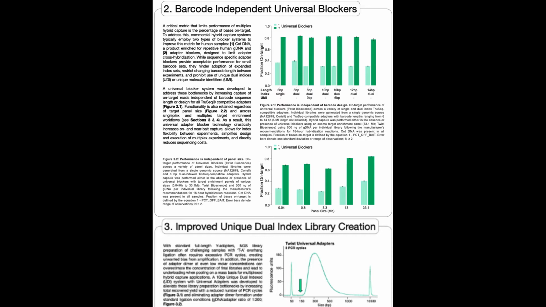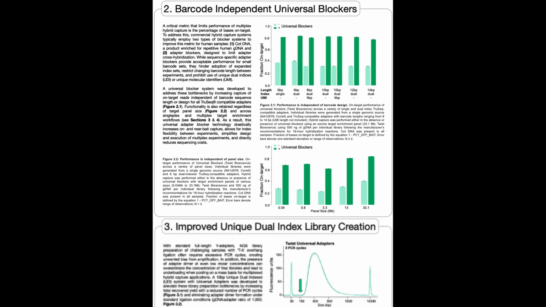Now, because this product performs independent of index design, this simply means that they can intake samples and put them through Twist target enrichment workflow without fear of poor target enrichment performance. And here in figure 2.2, we demonstrate that Twist universal blockers essentially do a great job of increasing the fraction of on-target bases across a wide variety of panel sizes.